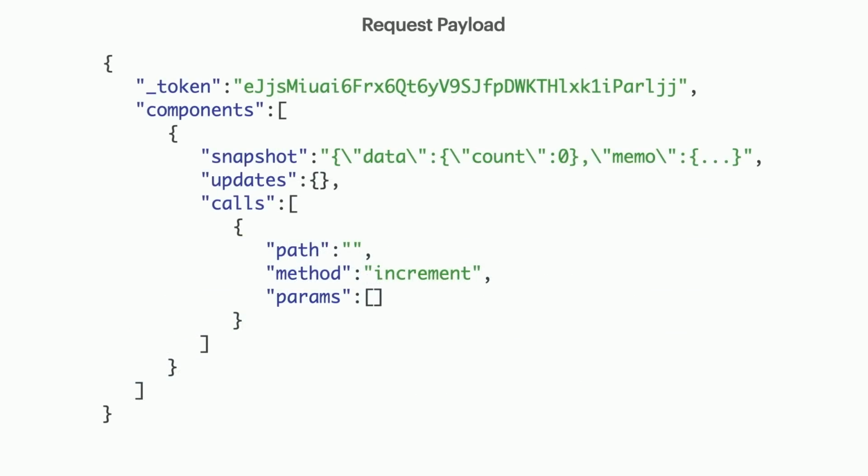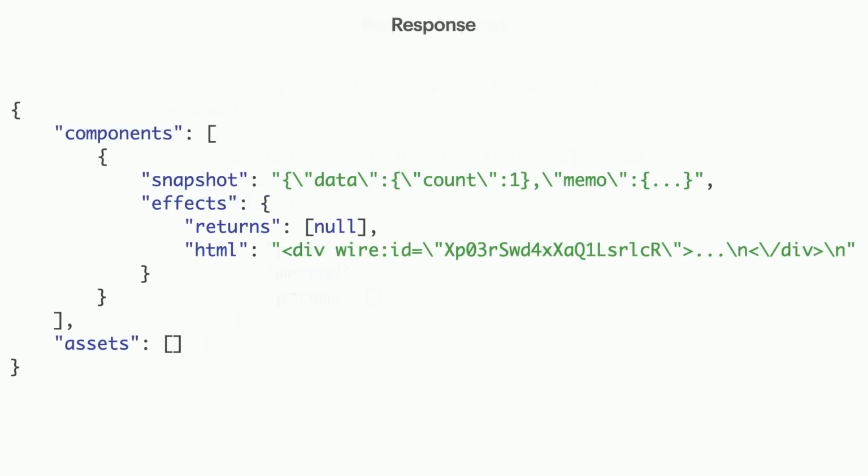Now, if we take a look at the request payload, we can see that we're sending along this snapshot where the count is set to 0, and in this case, we are also calling the increment method, stating that we want to increase the count. Now, if we take a look at the response, we can see that we get a new snapshot back, where in this case, the count has increased to 1.